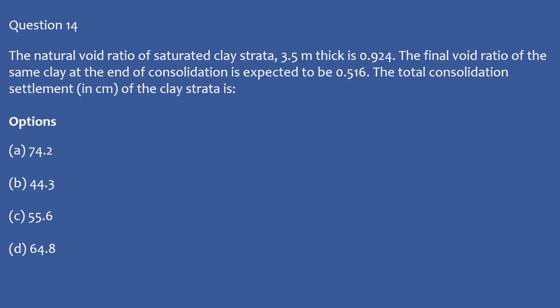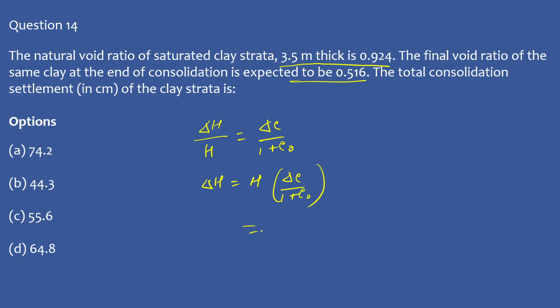Moving to the last question for today. So the natural void ratio of the saturated clay strata, 3.5 thick, is 0.924. The final void ratio of the same clay at the end of the consolidation is expected to be 0.516. The total consolidation settlement of the clay strata is. So we know delta H by H is none other than delta e by 1 plus e naught. So the reduction in the height, delta H, you need to determine, right? H into delta e by 1 plus e naught. Your H initially is 3.5 meter and your change in the void ratio is 0.924 minus 0.516. So it's 1 plus e naught, which is 1.924.